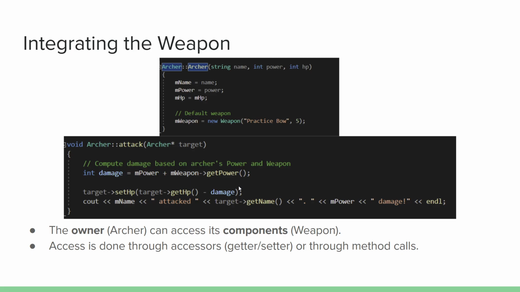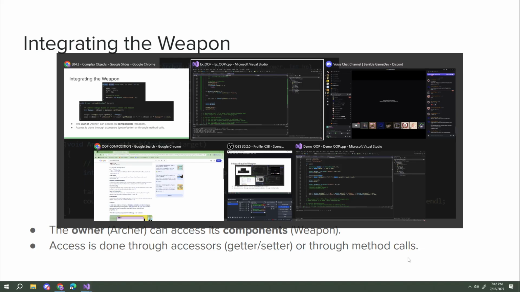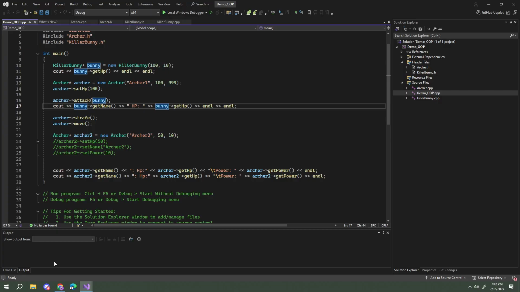And then integrating the weapon, so the owner, which is the archer, can access its components, which is the weapon. So you see here, the archer for now has a default weapon, practice bow, with a damage of 5. And you see here, since we added an equipment, now we can change our damage. Instead of just M power, we can have M power plus whatever the power of the weapon is. So that when you deal the damage, kasama yun. So let's add that to our old demo.